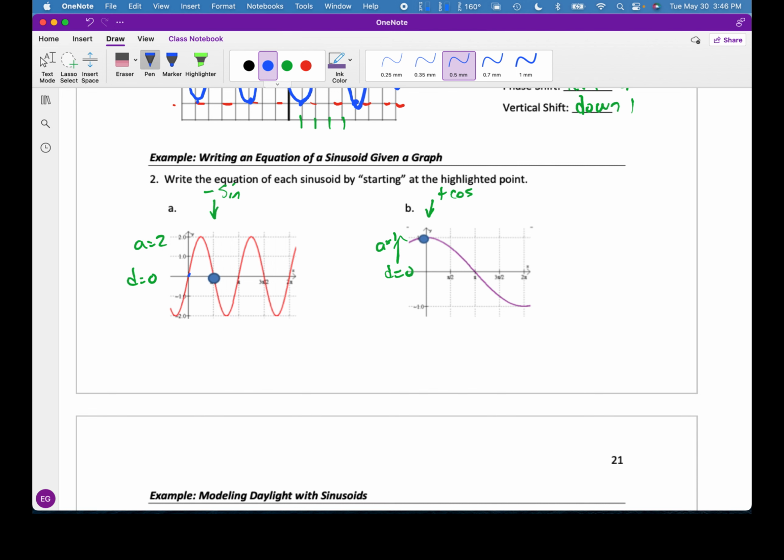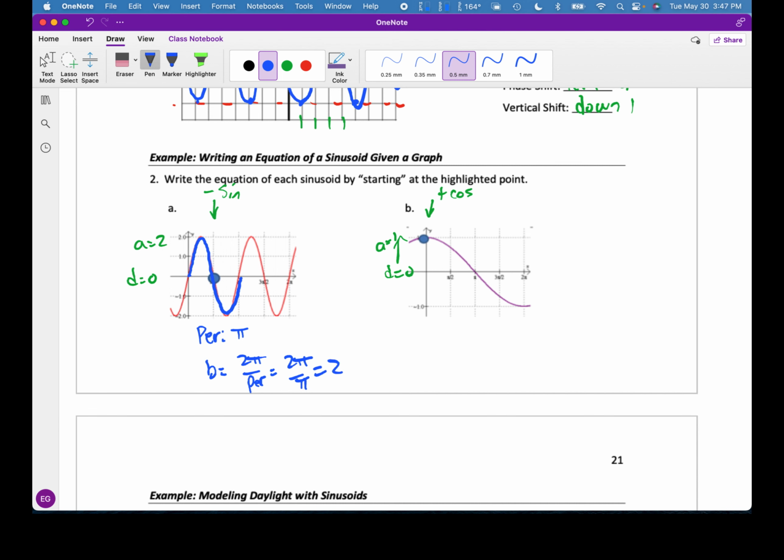For period, it's always easier if you can start at 0, and we're just going to go until the graph starts to repeat itself, which is right here. So our period, it looks like for this one, is pi. Our b value is found by doing 2 pi divided by that period. So we're going to do 2 pi divided by pi, which is going to give us that the b value is 2 for this one.